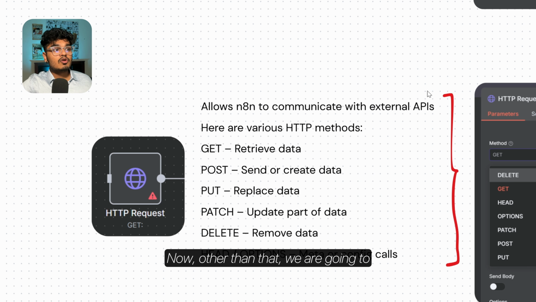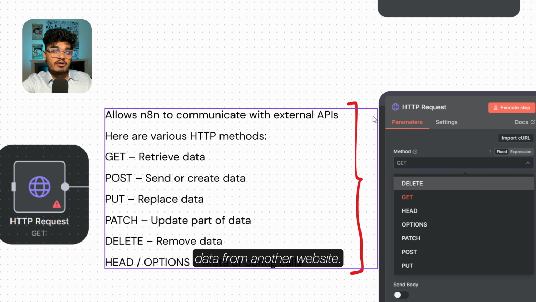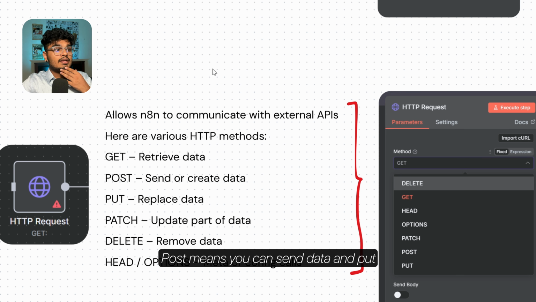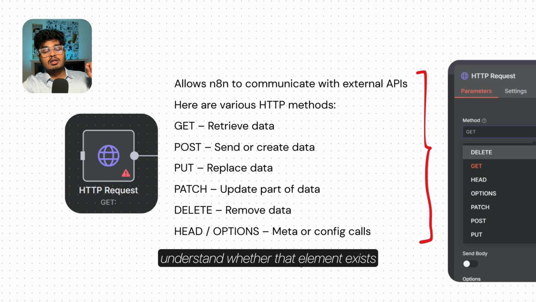Now, other than that, we are going to learn about the HTTP request. There are a lot of HTTP methods. So GET means you can get data from another website. POST means you can send data. And PUT means you can replace data which already exists in that website. PATCH means you can update data. DELETE means, of course, remove the data. HEAD is nothing but GET only. In GET, you will get the body also. But in HEAD, you'll only get the metadata. This method is basically used to understand whether that element exists in your website or not, or it's also used to enhance your SEO performance.